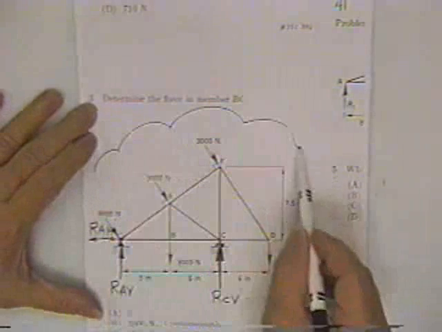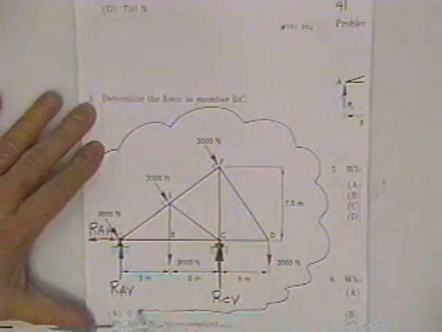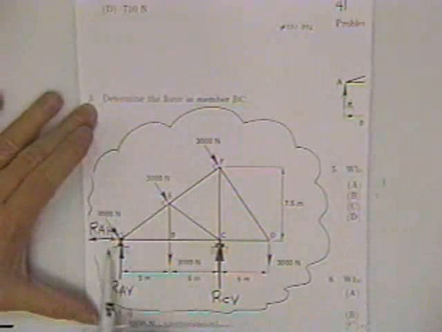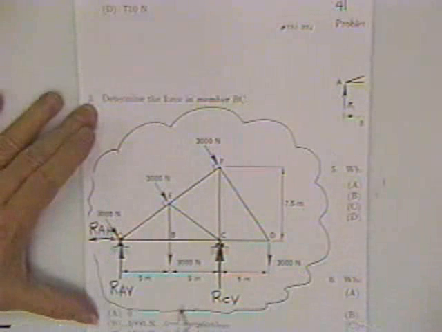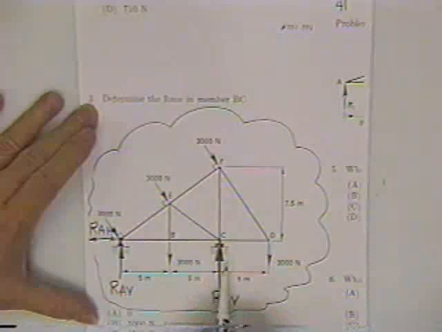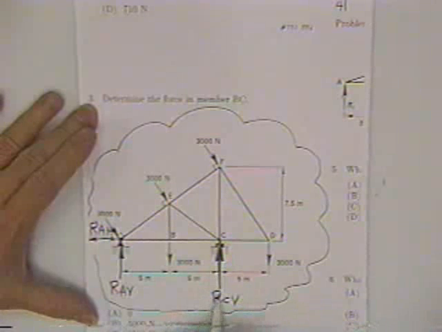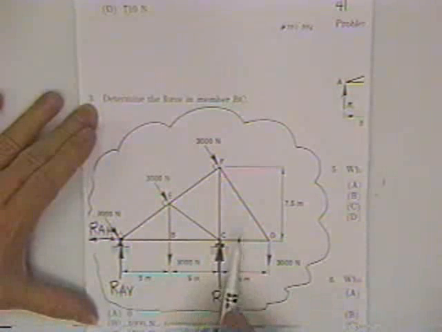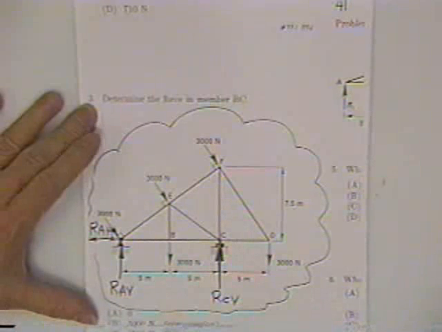Now this is your free body. The reason I showed you these reactions is because I cut through the support. When I cut through the support, I must show the reaction that that support used to cause on the free body.